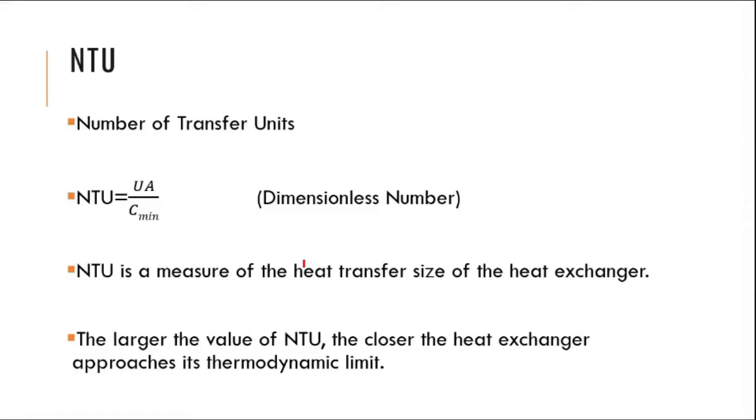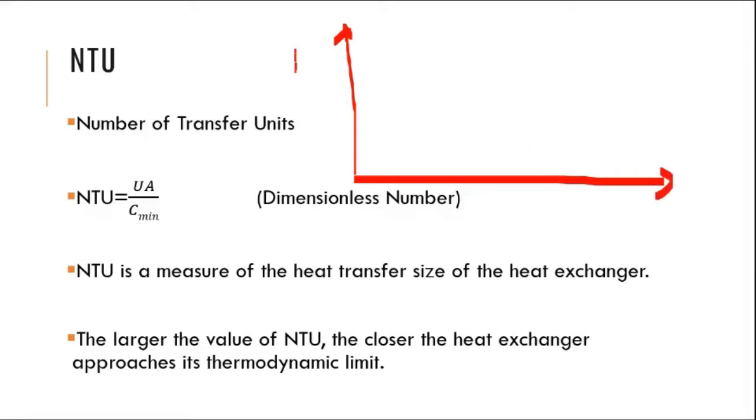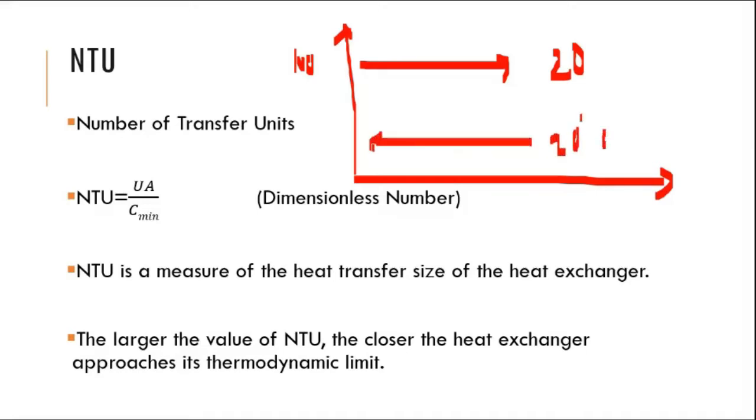Here we saw that if we are increasing the size of the heat exchanger, the heat exchanger approaches its thermodynamic limit. And what is the thermodynamic limit? For the hot fluid at 100, the thermodynamic limit is 20. It cannot go below 20 degrees Celsius. For the cold fluid, on this side the limit is around 100 degrees Celsius.